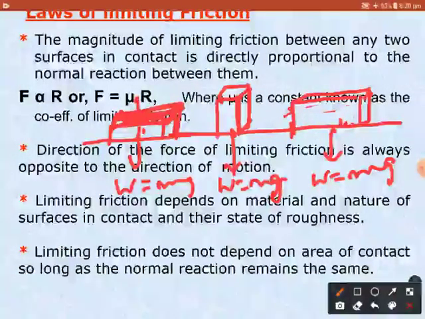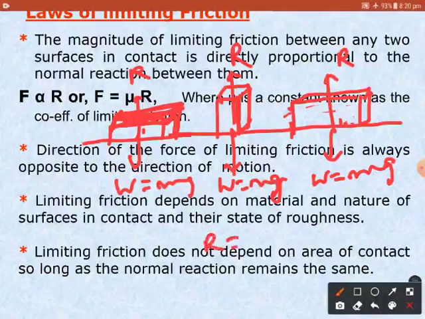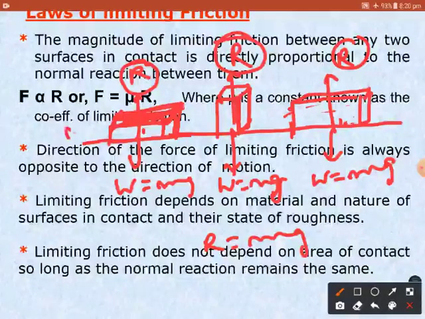So what happened? Their normal reaction will also remain the same. Normal reaction will also be the same, right? And this normal reaction R, the magnitude of R will be nothing but equal to mg, right? So your limiting force of friction, as it is directly proportional to R, you see, it is all equal to the normal reaction. The area of contact here in the first case is maximum, and this is least. In this case, the second one, the area of contact is least.